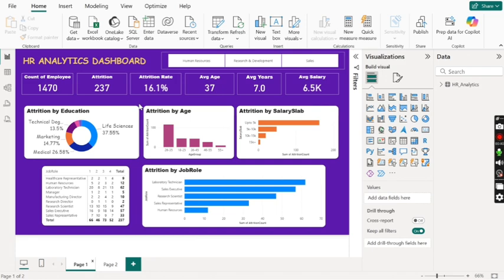Second, addressing compensation disparity. The high attrition among those earning 5K or less demands a review of entry level compensation to ensure competitiveness. Third is targeted role intervention. We need to investigate specific roles like lab technician, where low job satisfaction is actively driving departures. This overall dashboard is a dynamic tool that empowers us to shift from reacting to attrition to proactively developing targeted retention strategies that will stabilize our workforce and optimize performance.